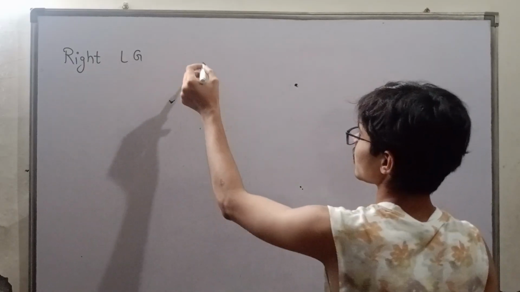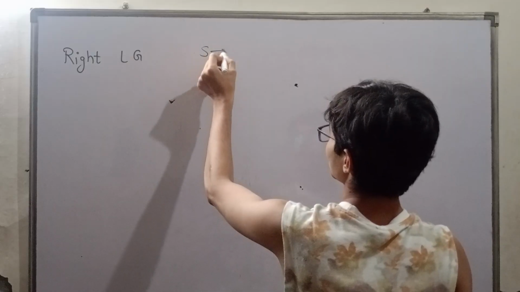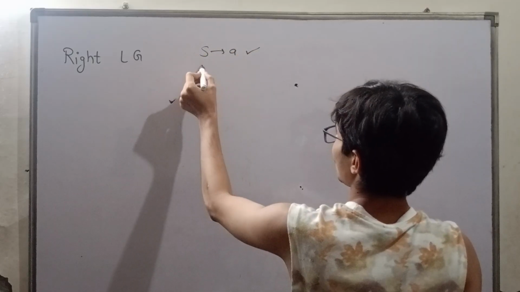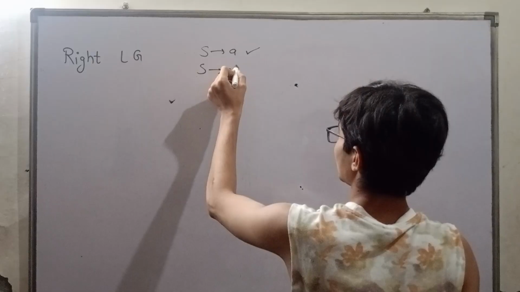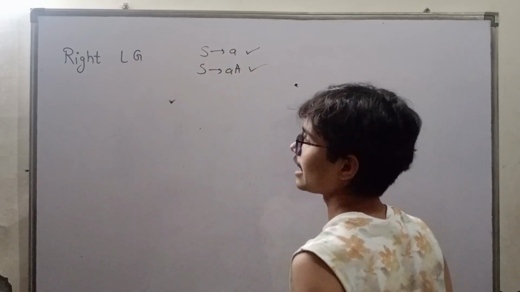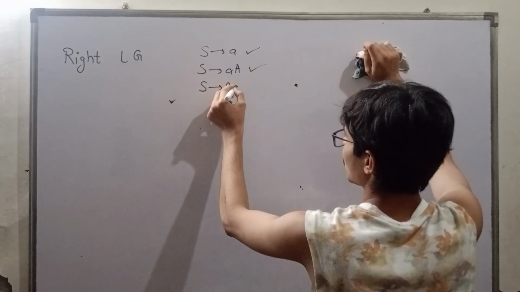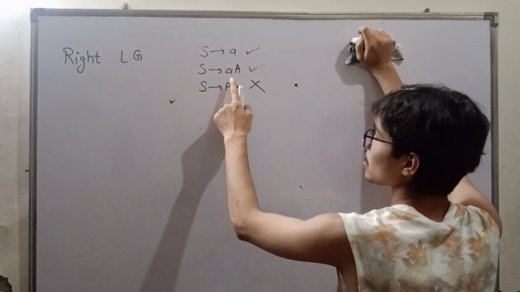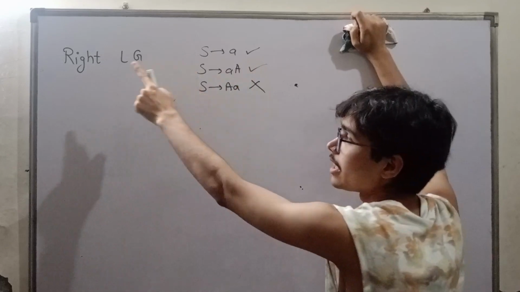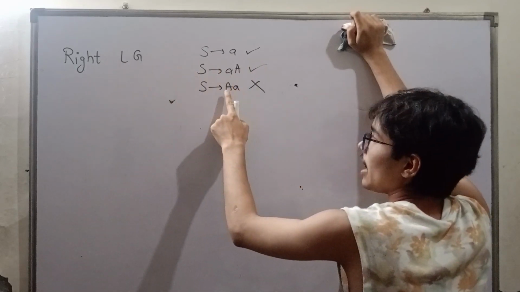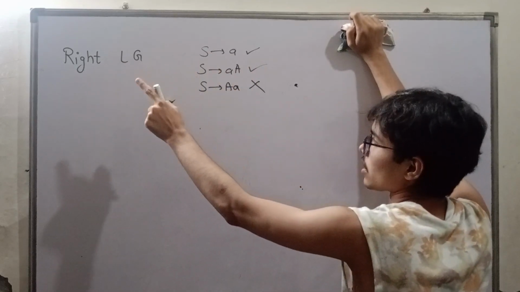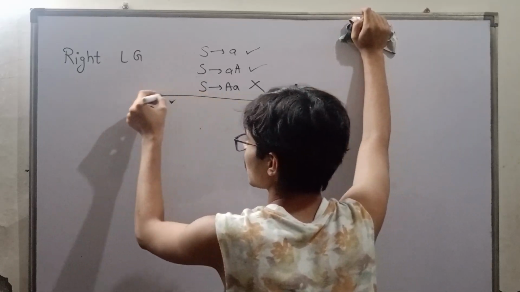That means here the rule S→A is allowed, S→AA is allowed. Okay, that thing is allowed, this thing is not allowed. It means only the right side variable is allowed in right linear grammar and the left side variable is not allowed.